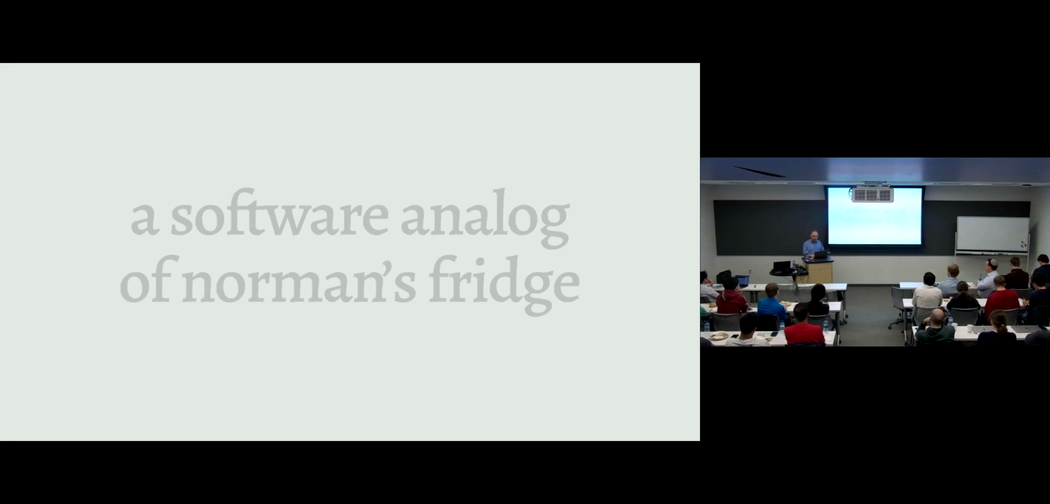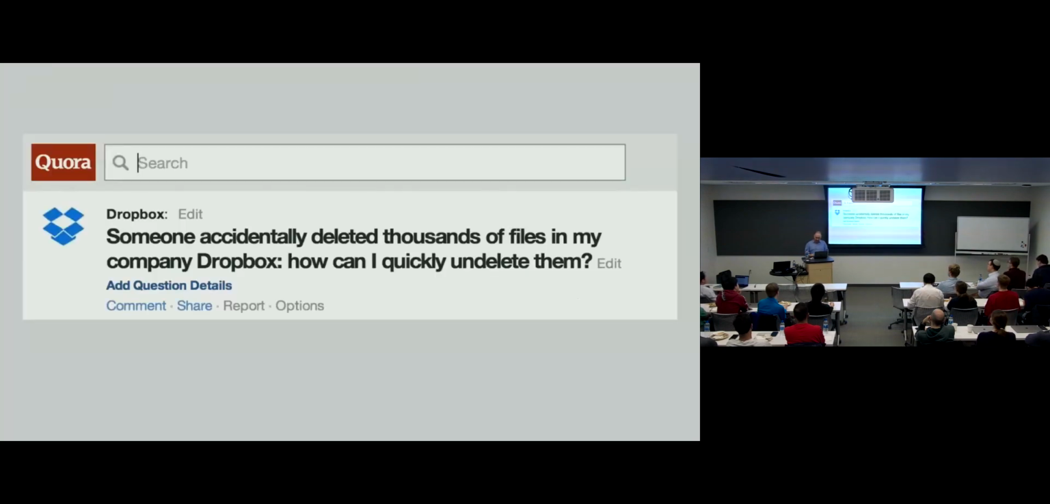So let me show you a software analog of Norman's fridge. This is an example that I find kind of instructive and amazing. And it has a similar quality of a sort of very widely used device that has some problems. I saw this many years ago and I loved it. Someone said, someone accidentally deleted thousands of files in my company Dropbox. How can I quickly undelete them? And what I love about this is that they're so betrayed that they're not a computer scientist. Because if they were a computer scientist, they would never have such optimism. The question would be, is there any way on earth that I could get any of this stuff back, right? But no, they want to quickly undelete them.